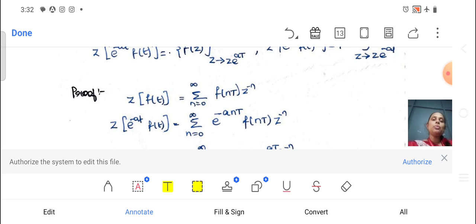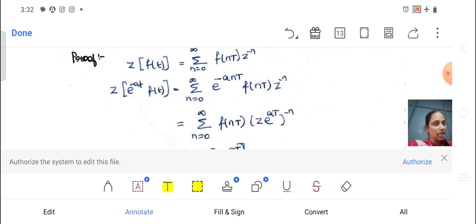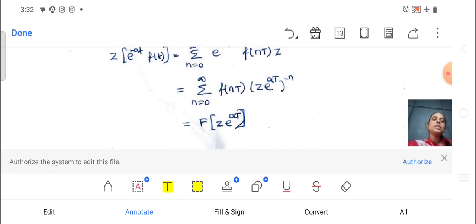Here we have to prove this Z of e power minus at f(t). So in the summation, in this f(nt), we replace e power minus a nt, f(n) into z power minus n. So here also we are interchanging the value. So f(nt) is z e power at to the power minus n. So this is F of z e power at.